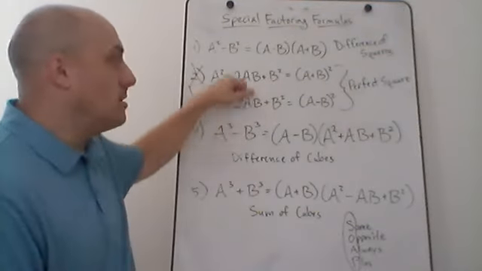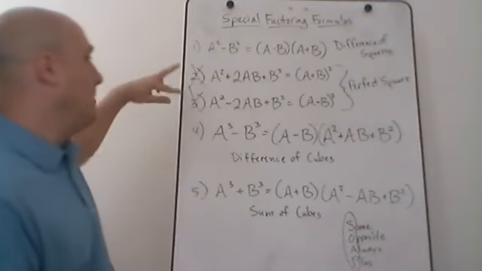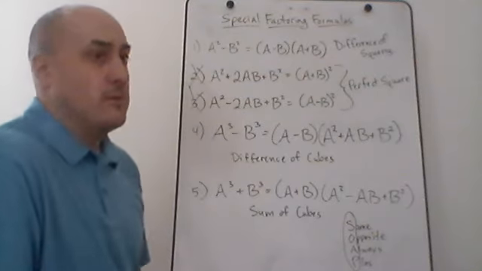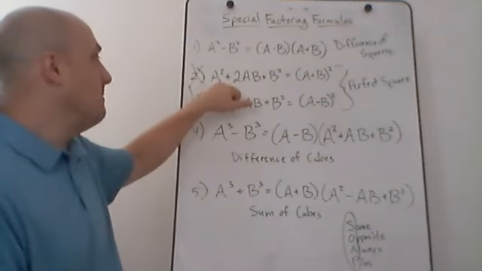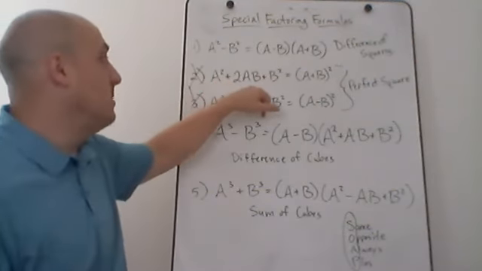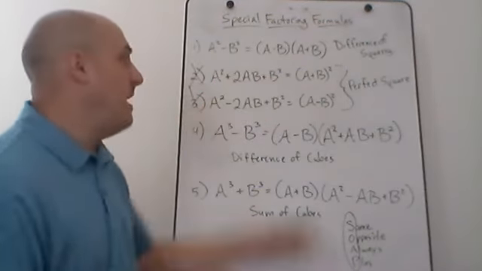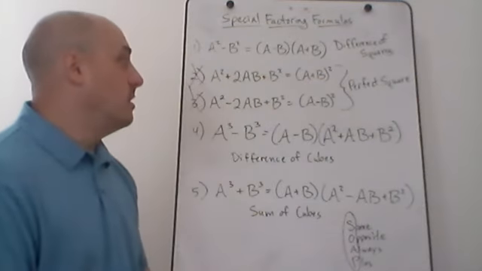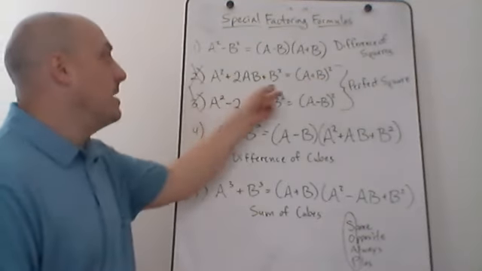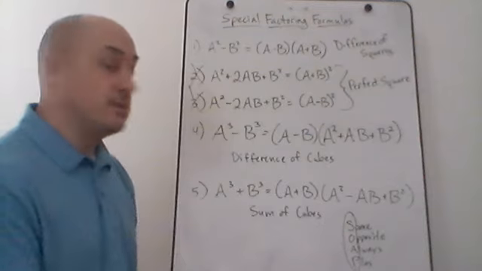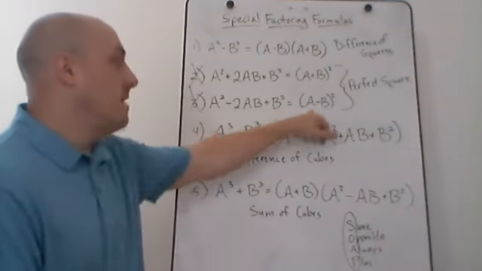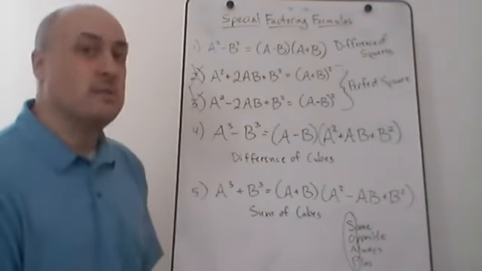The next two are the perfect square formulas, and notice I put x's over the numbers of these. These are the ones that are not so important for you to memorize. If you have something of the form a squared plus 2ab plus b squared, that factors into a plus b squared. That's why they call it a perfect square, because this whole thing is actually one quantity being squared. And a squared minus 2ab plus b squared factors into a minus b squared.